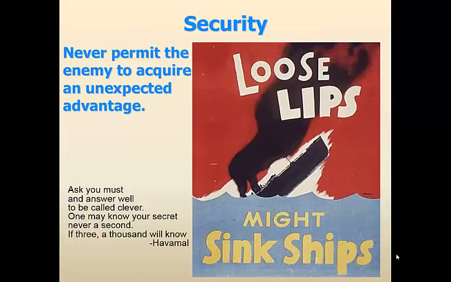This is what the Army refers to as OPSEC, or Operational Security. Essentially, learn to keep your mouth shut.